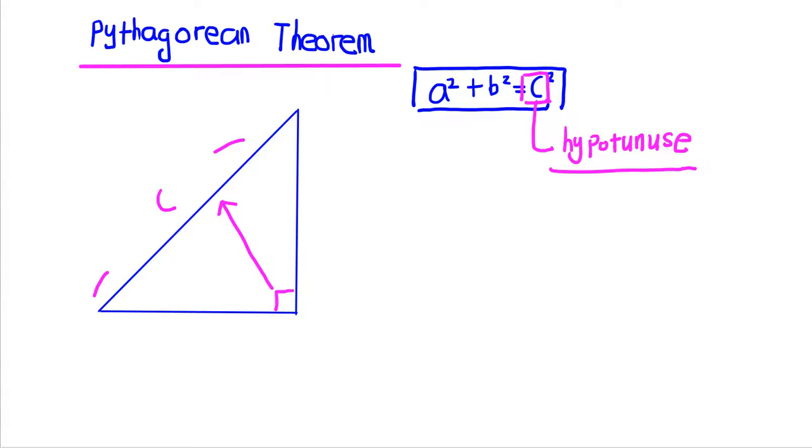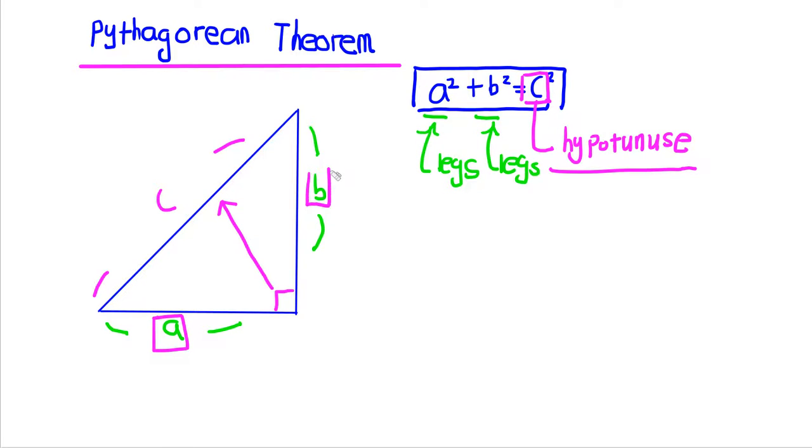And for a and b, they should be the other sides. They should not include the hypotenuse. And a and b, we call them legs. So, legs. If I write it, I'll just call this length a. I'll just call this length b. The order doesn't matter. So if there is a, b and c, we can say that a squared plus b squared should be equal to the hypotenuse, which is c squared.